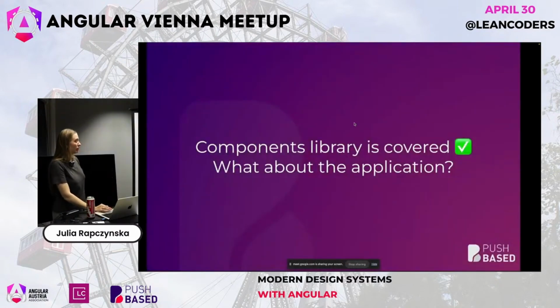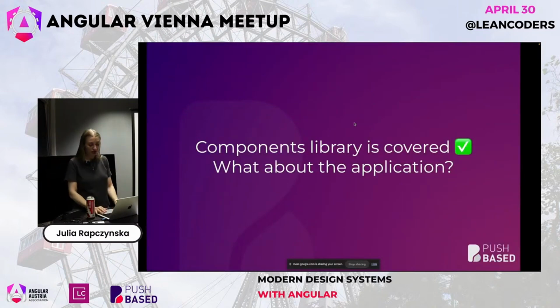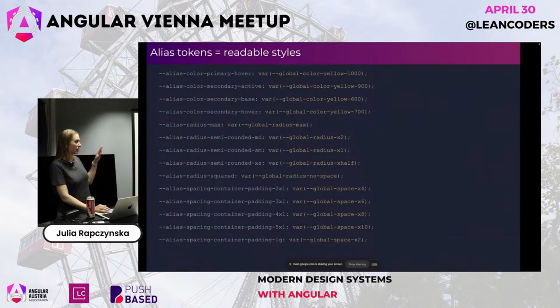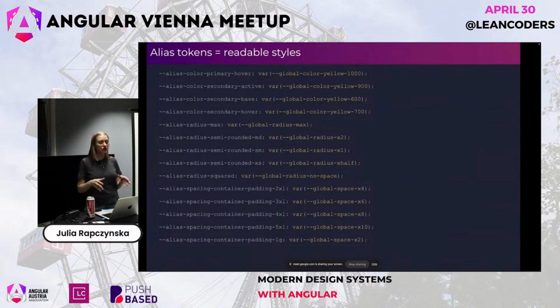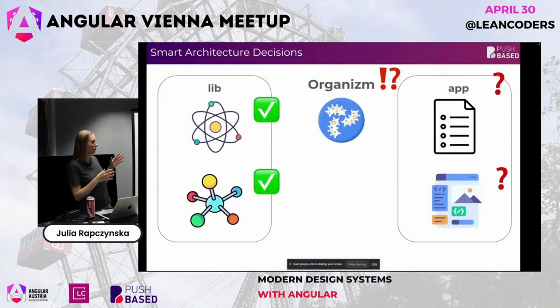So we do have our components library covered, but we still have the rest of the application. We have this list of alias tokens defined, and we consider them readable styles. We have them as a middleman somewhere between the design and the code, but we still have the rest of the application, like the organisms, the apps and the templates. And I'm pretty sure that most of you here have played a little bit with or use Tailwind as an easy solution, right? Because you don't have to create the CSS classes and so on and so forth. You can use the pre-existing ones.